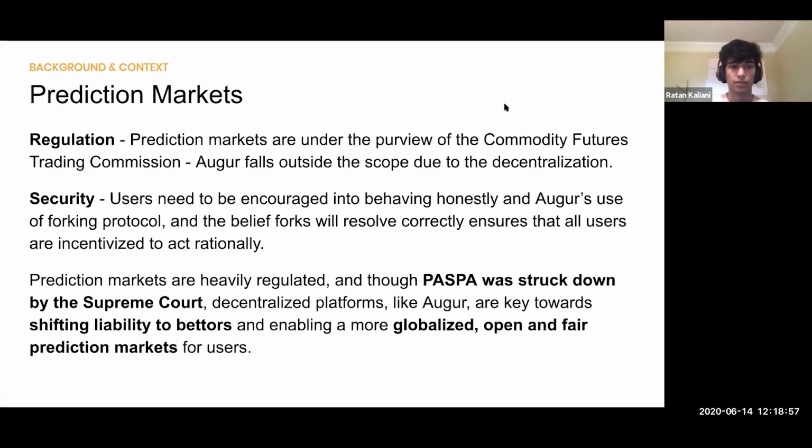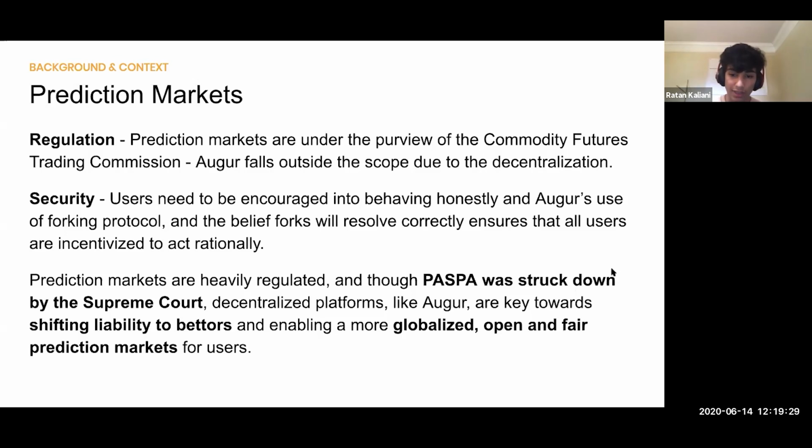now we're going to be diving into some general factoids about prediction markets in general. Prediction markets generally fall under the purview of the Commodity Futures Trading Commission. Due to Augur's decentralization, it falls outside the scope of this regulation. And so it's really enabling a more free and fair market prediction market, as the onus for the risk falls on the users of the platform. And so it enables a more market-effective way to handle prediction markets.